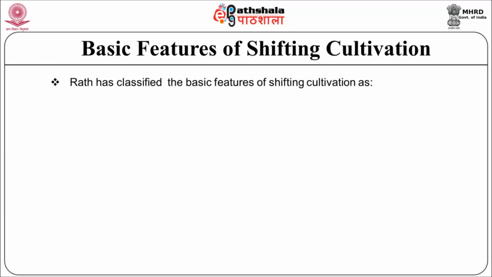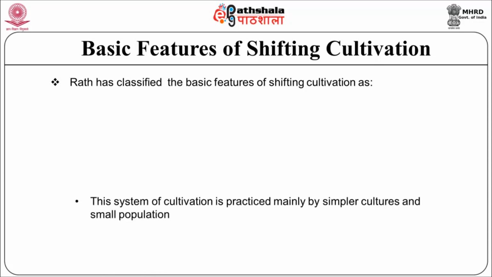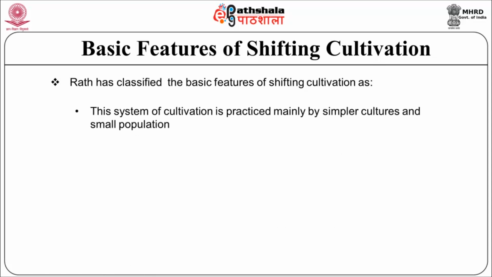Now let us understand the basic concept of shifting cultivation. According to Rath in 2015, who classified the basic features of shifting cultivation, number 1, it is a system of cultivation which is practiced mainly by simpler cultures and small populations, but occasionally used by almost anyone for whom the cropping system appears expedient.